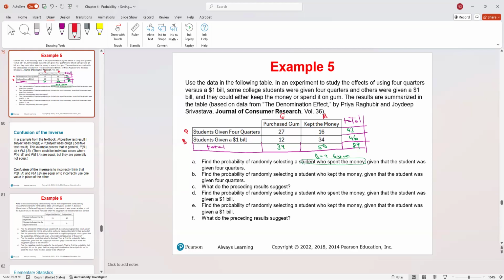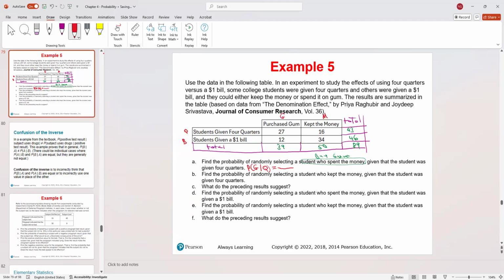So remember, find the probability of G, given that the student was given 4 quarters, given that Q. So what you need to understand here, anytime you perform your divisions, you spend the money, that means buying gums, given that you were given quarters. First of all, you need to know by which total to divide. Whatever is given, that's already the one that occurred, so you divide by whatever is given.